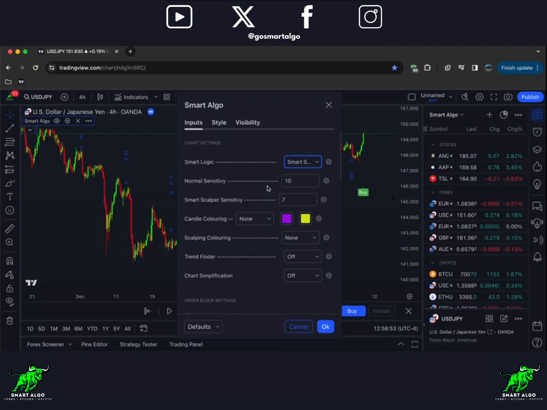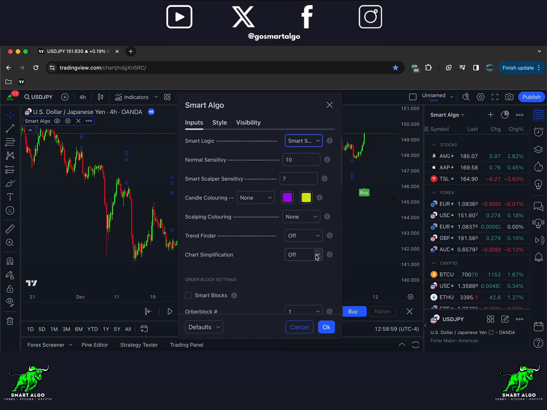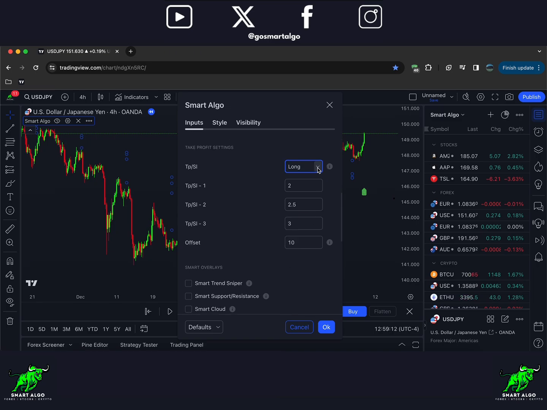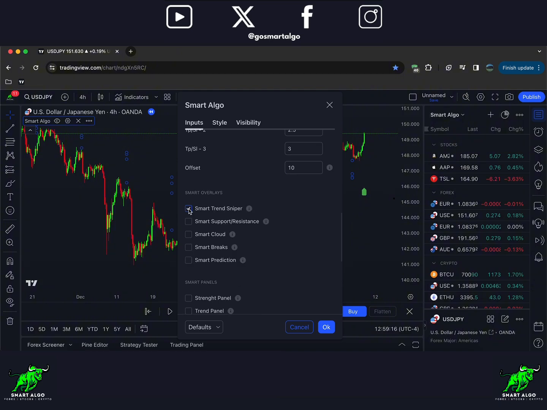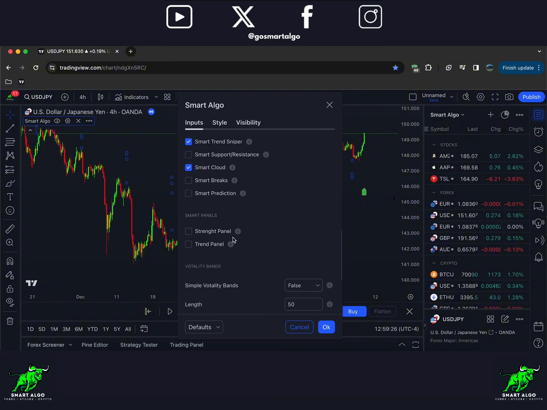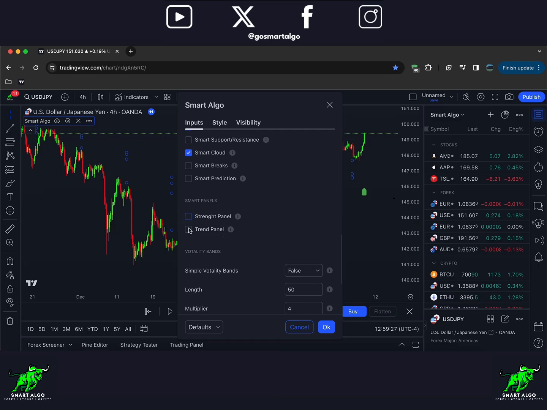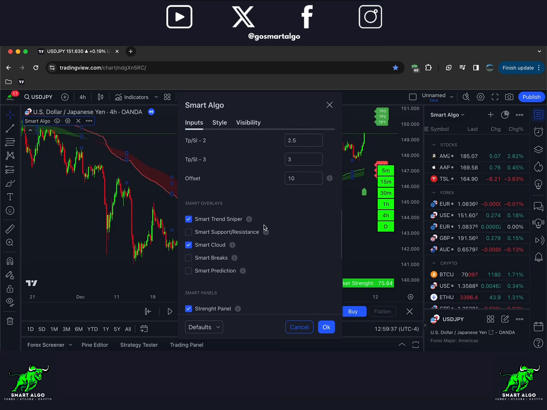The reason I'm staying at 10 guys is because we are on a higher time frame and I am looking for more signals. So for example, earlier in the video, my sensitivity was at 25 because I was on the 1-hour time frame and I was looking for fewer signals. And then down here, personal preference, I'm going to turn on the chart simplification to small. I'm going to turn on your take profit and stop loss setting. Turn on the smart trend sniper, the smart cloud, and then we'll go down over here and activate both panels. Now if you guys want to add more, you're more than welcome to. This is just what we're going to be using for this example.